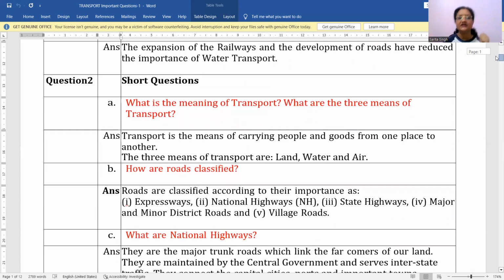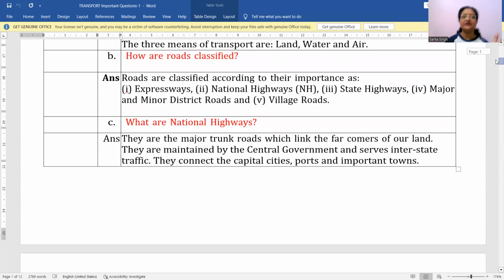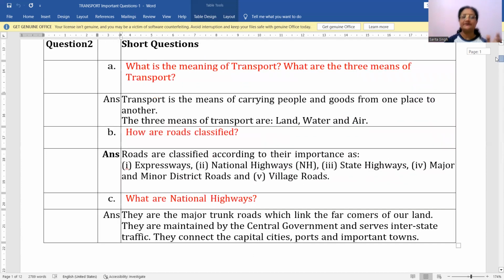What are the three means of transport? Transport is the means of carrying people and goods from one place to the other. Three means of transport are land, water, and airways. How are roads classified? Roads are classified according to their importance as expressways, right? Expressways, these days it has become an important type of road. Next is national highways, then state highways, major and minor district roads, and village roads.